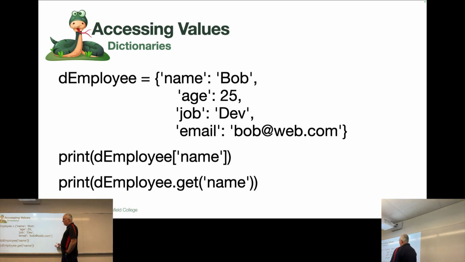I can use the dictionary data type, which has a method called get that returns what's in there. That's sort of the longhand way to do it. This is the shorthand way to do it. They're functionally the same.